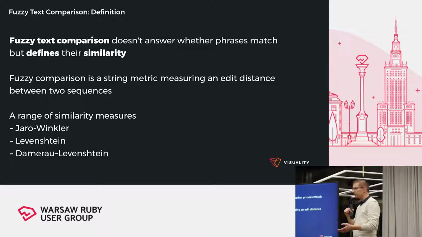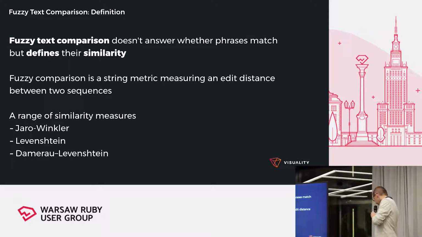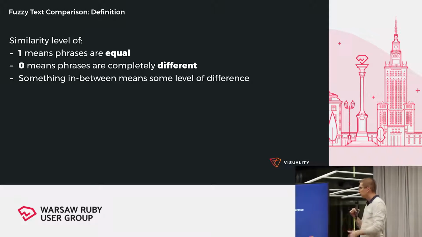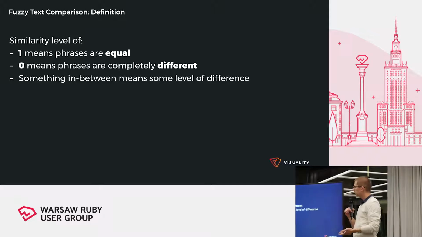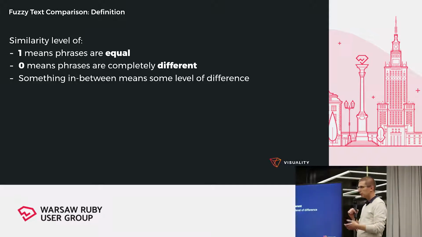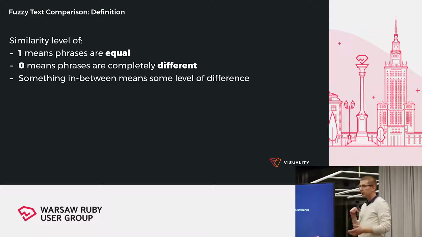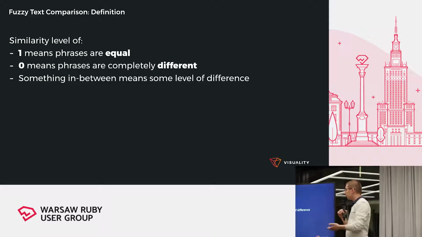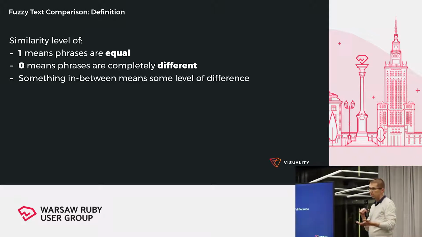There's a whole range of similarity metrics. We'll be using Jaro-Winkler's one. I invite you to Wikipedia to read about all of them because that's pretty interesting. How does such a measure work? Let's assume we apply a similarity measure on two phrases. We get a value from 0 to 1. If we get 1, that means those phrases are exactly equal. If we get 0, they are completely different, and any value in between means, well, some level of difference or similarity.